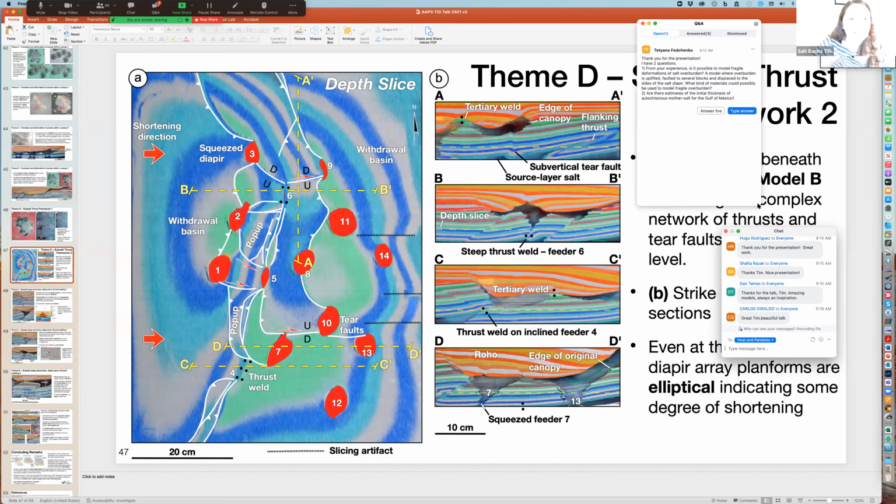Yeah. Okay, and I think we should make this the final question then, one more in the Q&A. Thank you for the presentations. I have two questions. Okay, final two questions then. From your experience, is it possible to model brittle deformations of salt overburden, a model where overburden is uplifted, faulted into several blocks and displaced to the sides of the diapir? What kind of materials could possibly be used to model brittle overburden?